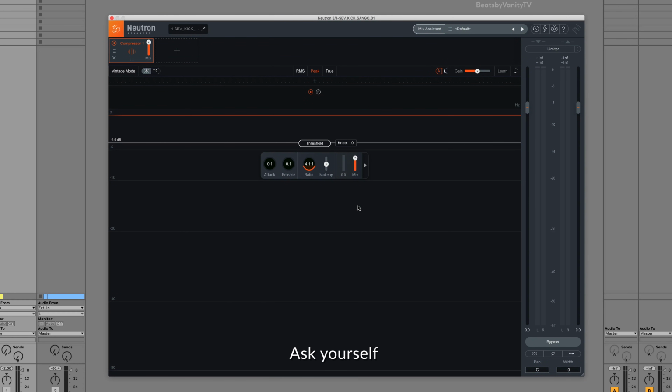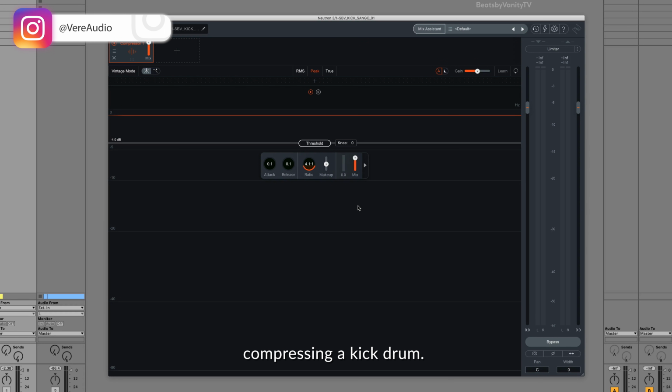Stop it now. Ask yourself, why are you using a compressor? And what sound you're after? Answering these can be hard initially, so here's one way you could approach compressing a kick drum.